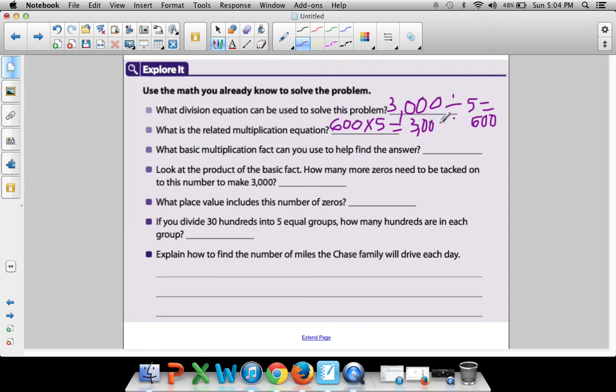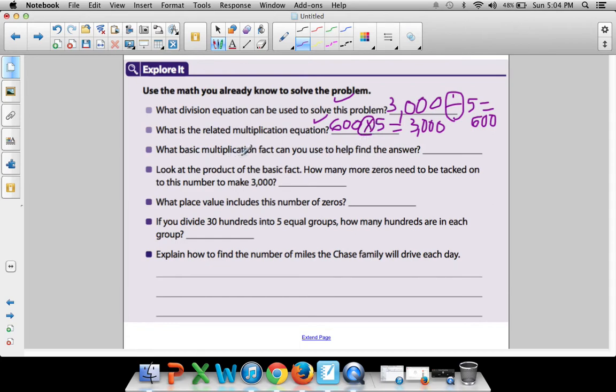Notice the differences and the similarities between this equation and this equation. They use the same numbers, they're just kind of backwards from each other. And of course, division and multiplication are like backwards operations, inverse operations.